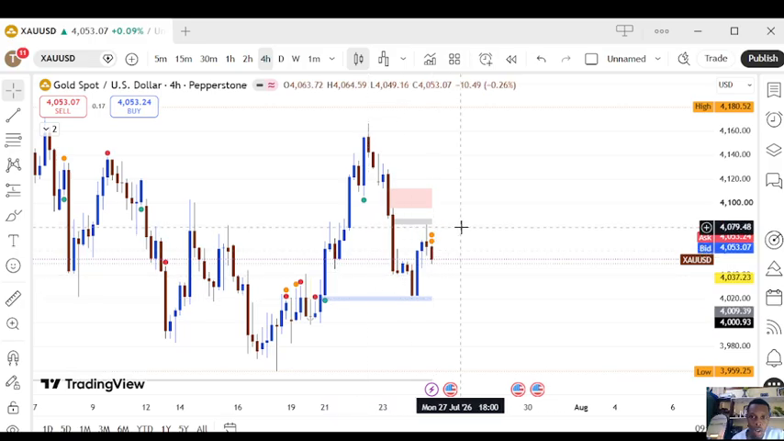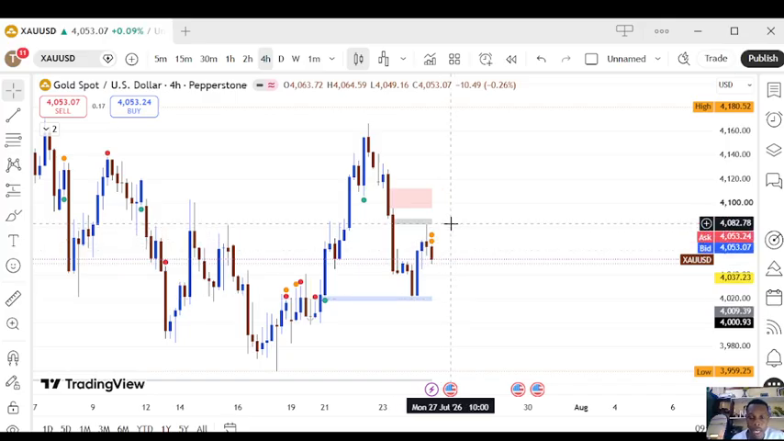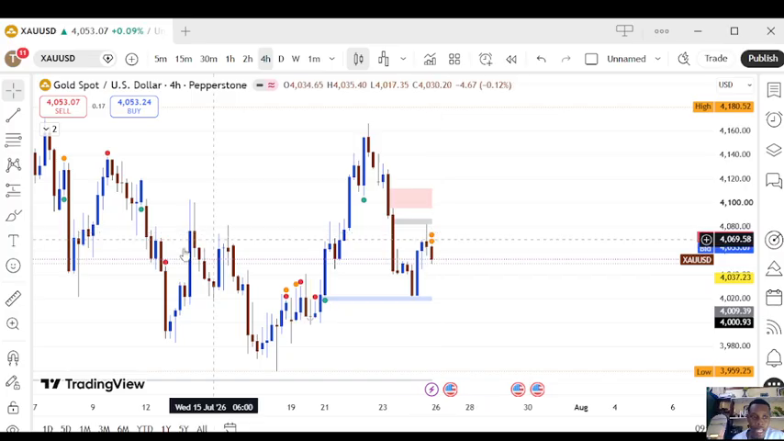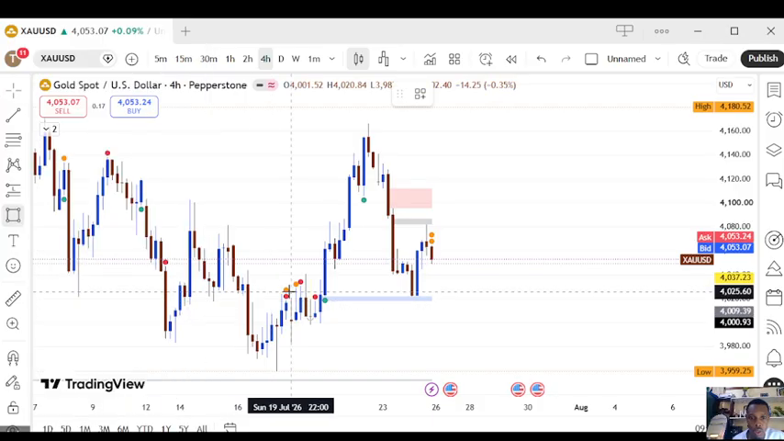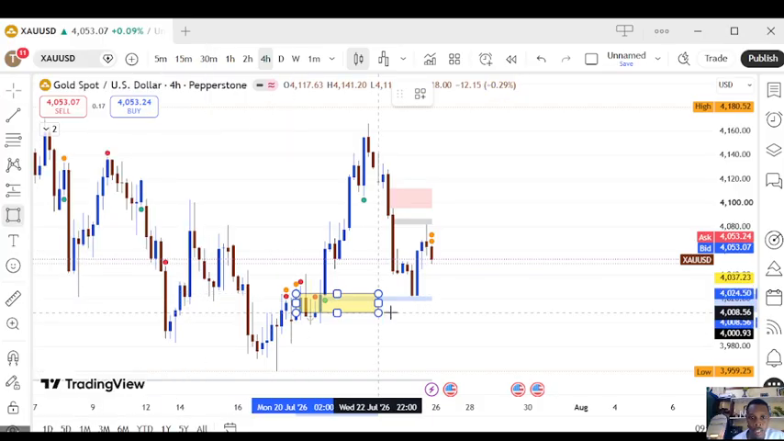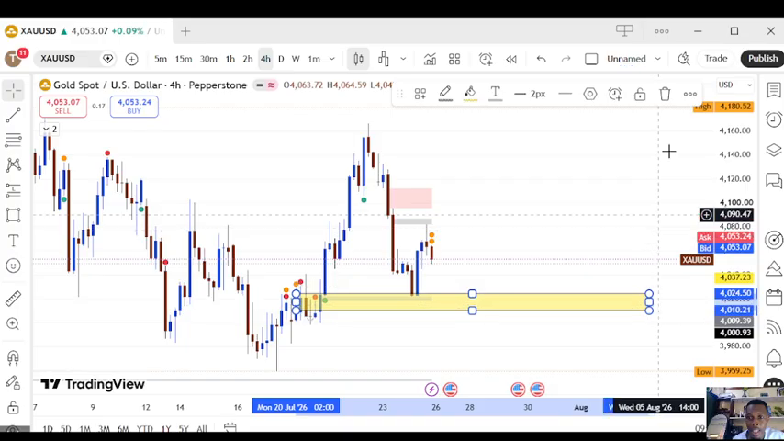Now you can see we can only focus on these two zones, up at around 4082 and down at around 4019 or 20. That's where we shall be looking, because we are not supposed to look beyond that until the price comes and plays in between here. Let me first draw my zone here and we see what we should be looking at, guys. Yeah, something like this.